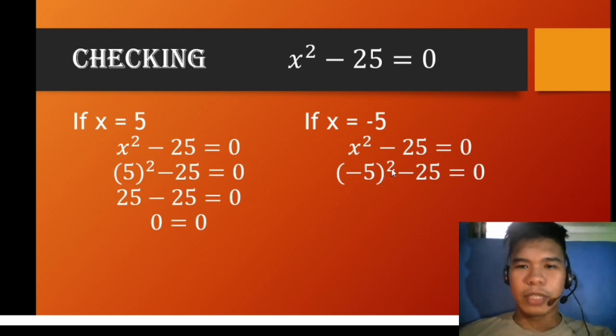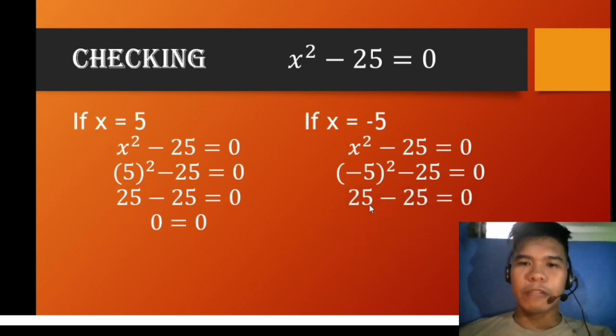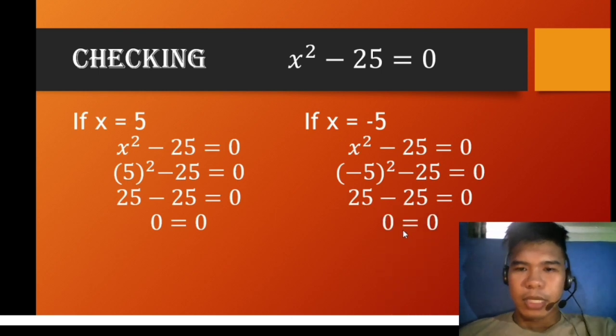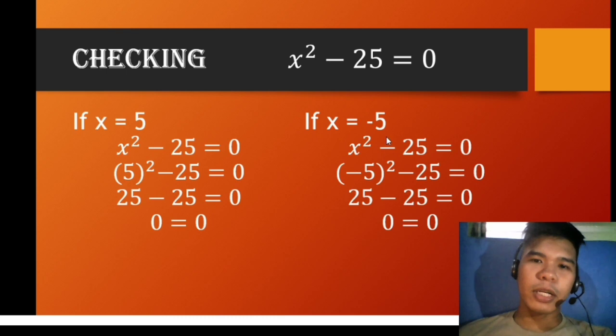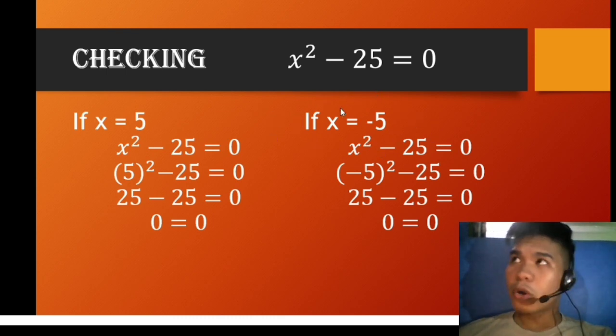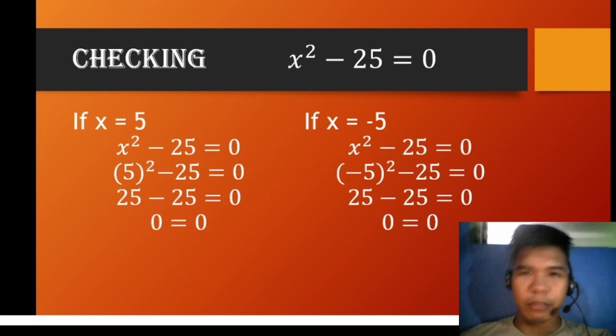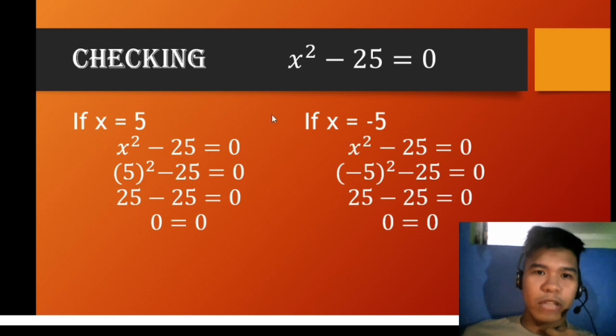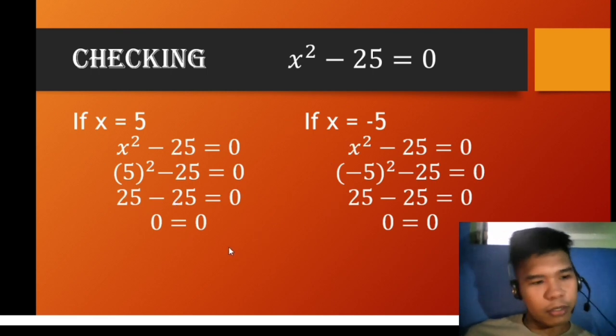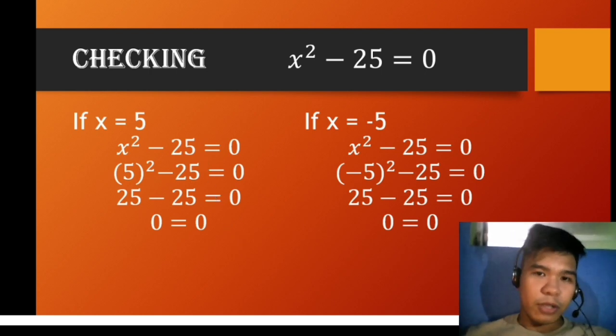So negative 5 squared is negative 5 times negative 5, which is equal to positive 25. And then you copy this, minus 25 equal to 0. So 25 minus 25 is 0, equal to 0. So therefore, negative 5 is also a correct solution for x squared minus 25 equal to 0. You may also choose not to include checking of the solution. Checking is only used for you to make sure that the computed solutions are correct or satisfy the given conditions or the given quadratic equations.